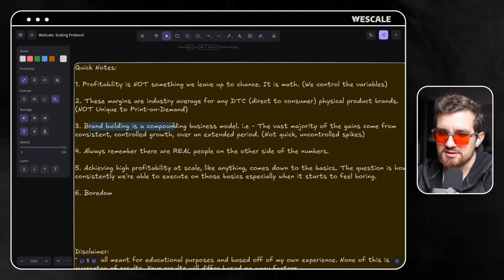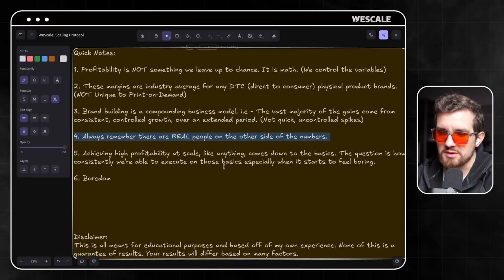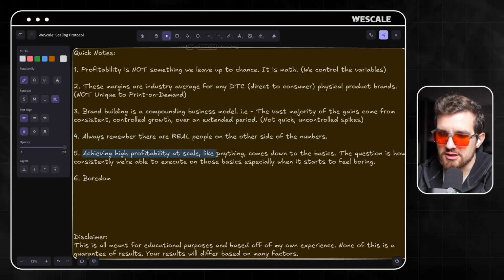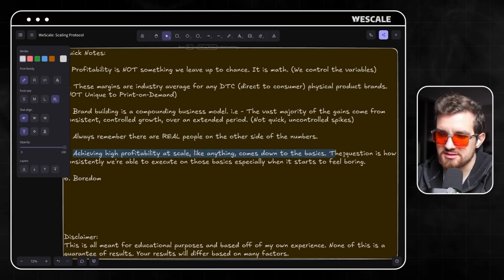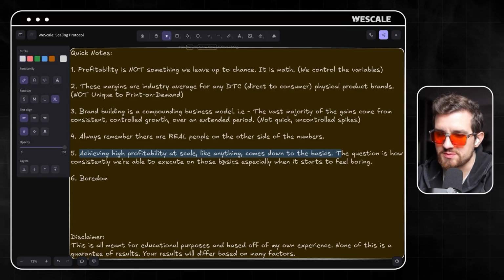And brand building is a compounding business model, branded POD. So the vast majority of the gains come from consistent, controlled growth over an extended period, not quick, uncontrolled spikes. And always remember that there are real people on the other side of these numbers. And achieving high profitability at scale, like anything, comes down to the basics. So the question is how consistently we're able to execute on those basics, especially when it starts to feel boring.